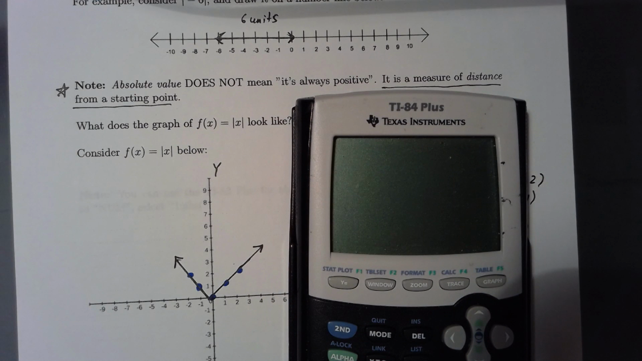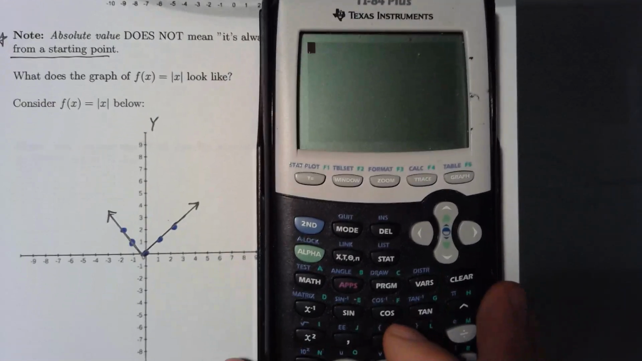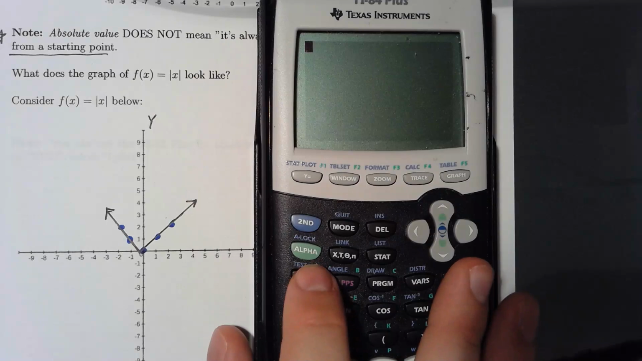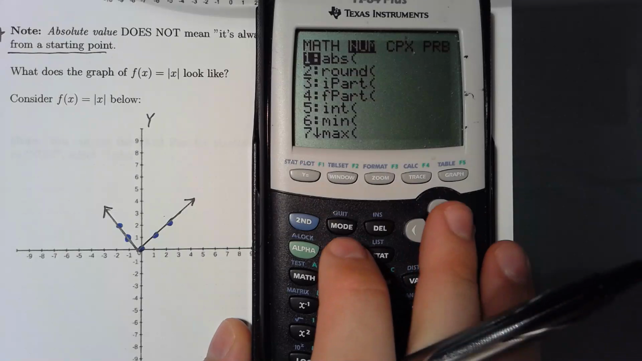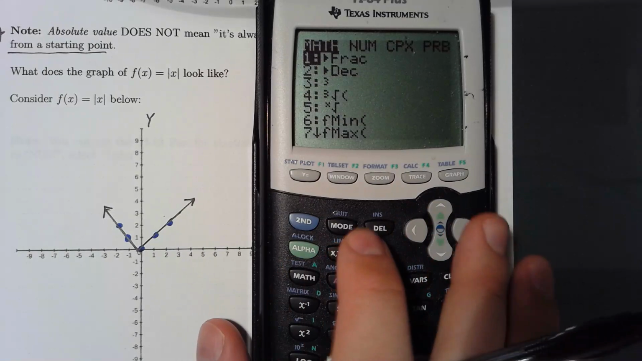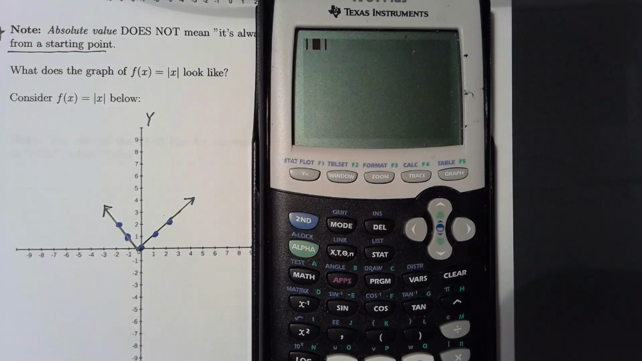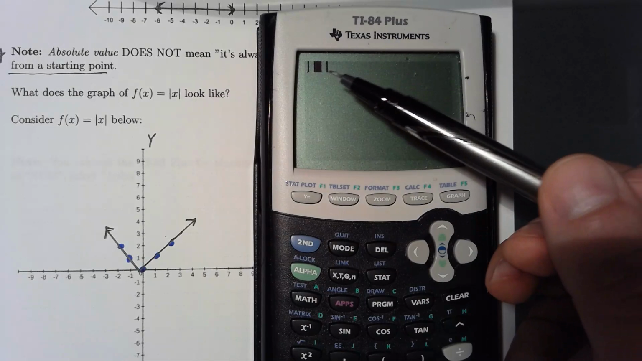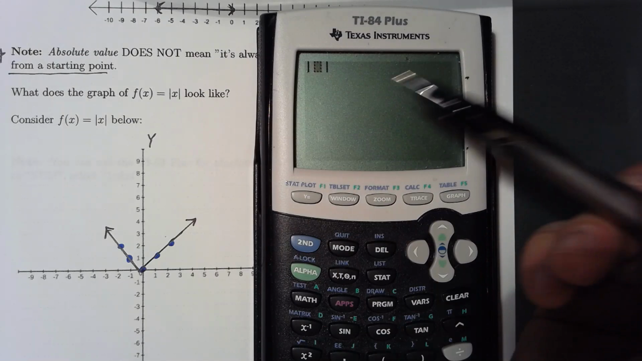But anyway, if I look at my calculator, you could actually find the absolute value function in your calculator. It's built in. If you press Math and go to NUM, the first thing you see on the list is ABS. That's absolute value. If you hit enter there, it'll give you the absolute value symbol. Now, if you're using a TI-83 and not an 84, you won't see the actual symbols. You'll just see the letters ABS. It just means absolute value.